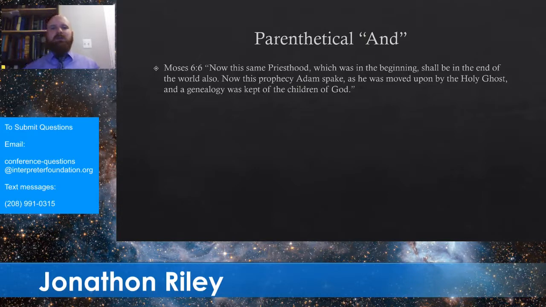Now this prophecy Adam spake as he was moved upon by the Holy Ghost, and a genealogy was kept of the children of God." The two comments following the word "now" are parenthetical statements that are brought to an end by the word "and," which goes back to the topic at hand. This is similar to what one finds in Genesis 18.